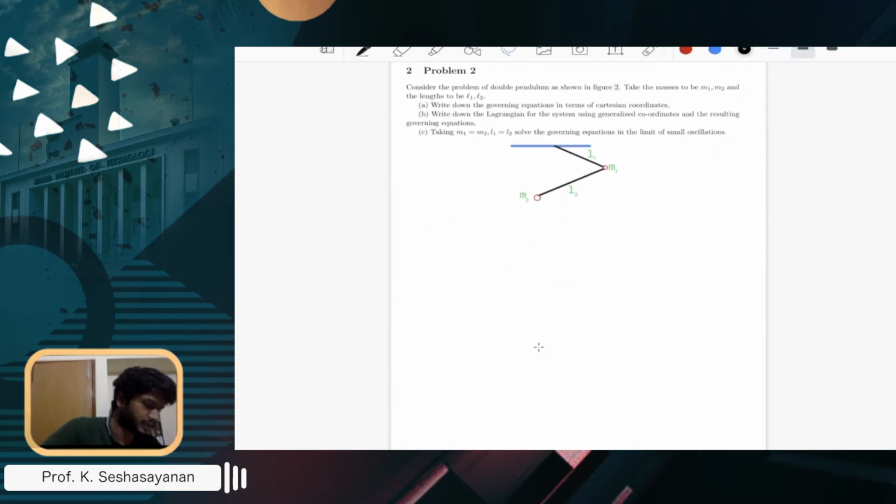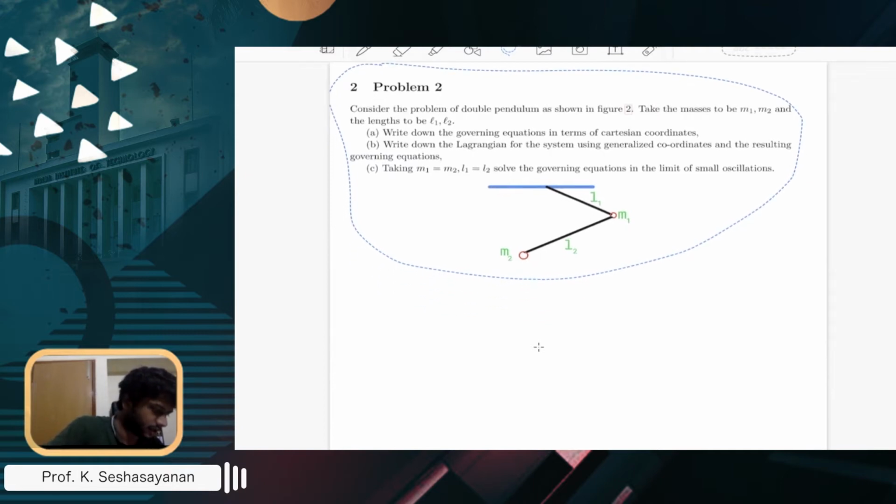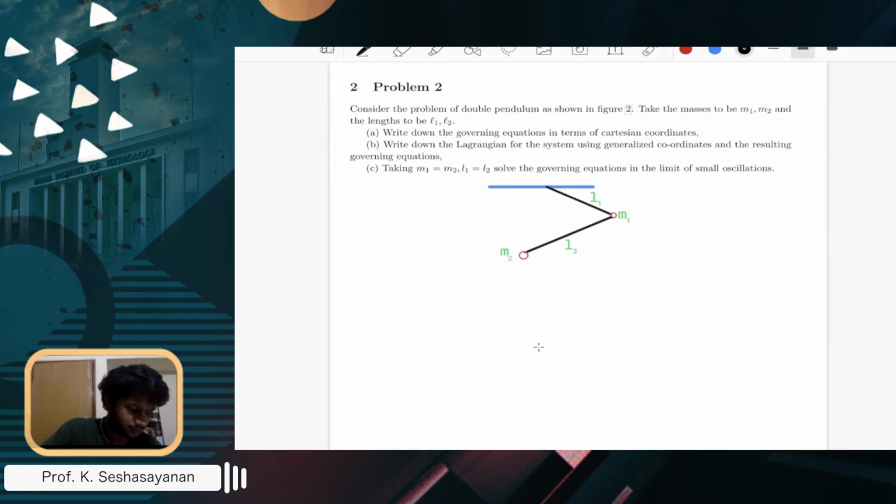So problem 2. This is a very standard problem known as the double pendulum. Here you have two masses, m1 and m2, which are attached from a support. Here you have L1 and L2, which are the lengths of the rods, which are attached from the support. And the question is to write down the equations of motion for the system. So m1 is free to rotate about this hinge point, and m2 is free to rotate about the hinge, which is the m1 point. m2 can freely rotate about m1.